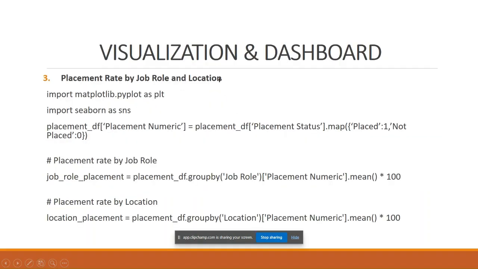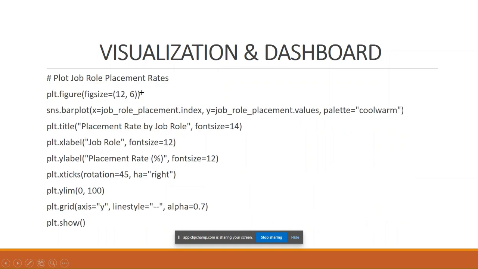The next is to check the placement rate through the job role and the location. As we've seen in the data set, the placement is done through the roles and the locations, the two key factors in deciding where they're getting placed and why they're not getting placed. So again, we use matplotlib, seaborn, convert the numeric from the status, one for placed, zero for not placed. We group it by job role and we group it by location. This gives us the percentage for the job role and this gives us the percentage for the location.